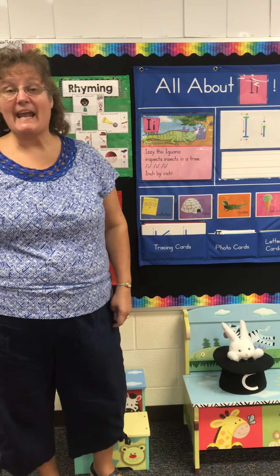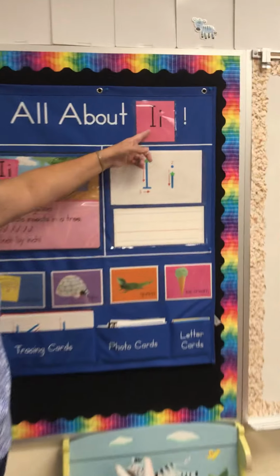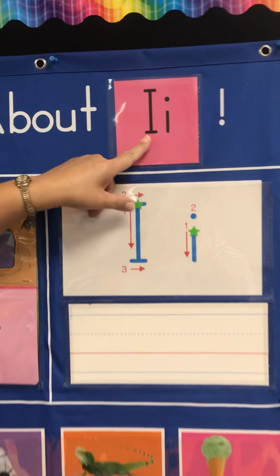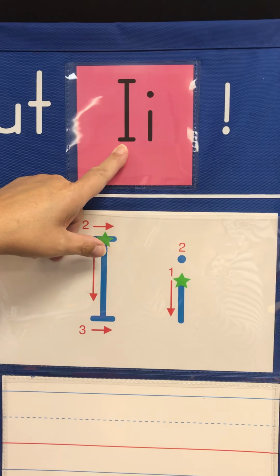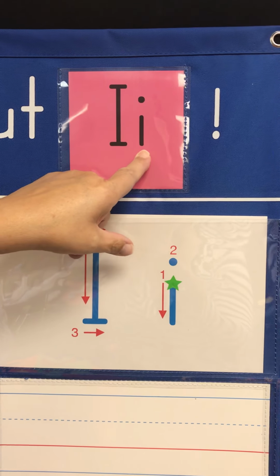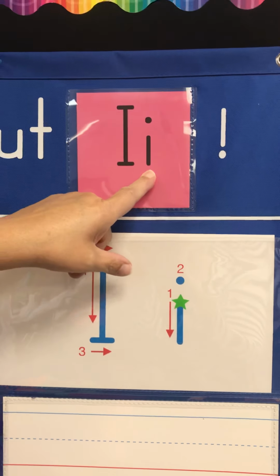Our letter today is I. Here is capital I. If your name begins with I, you get to use a capital I. Here is lowercase i. If you have I in your name, but it's not the first letter, you have to use lowercase i. Let's make capital I.